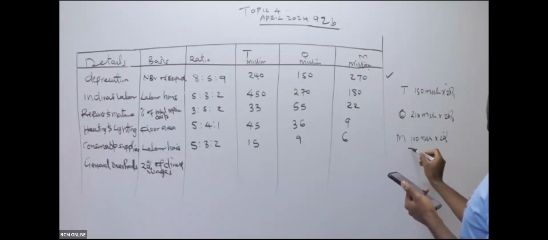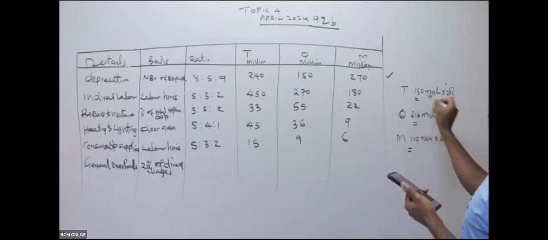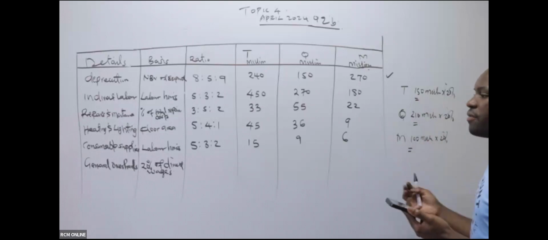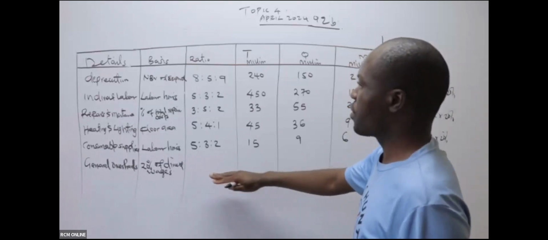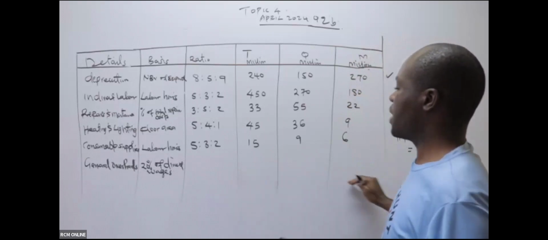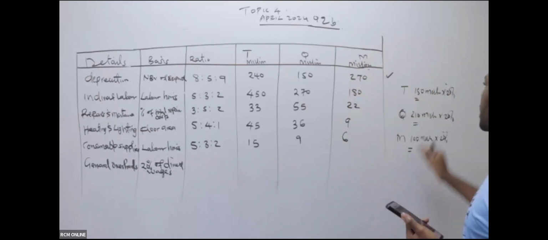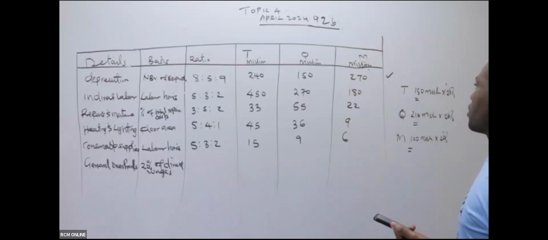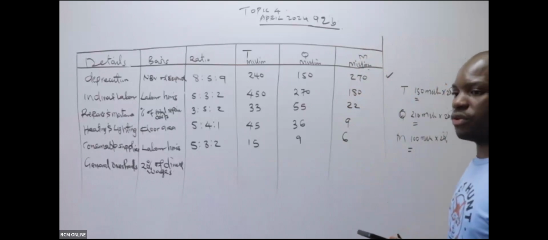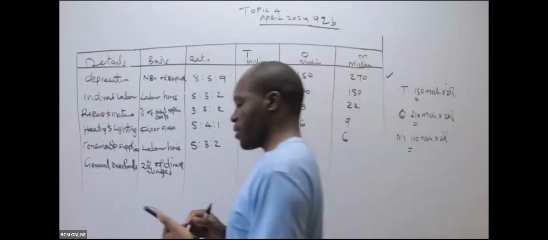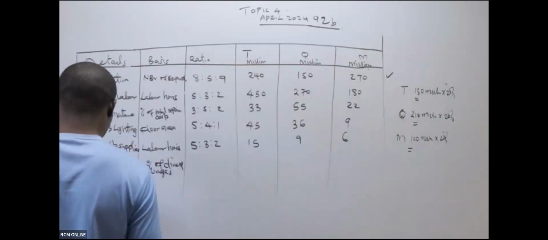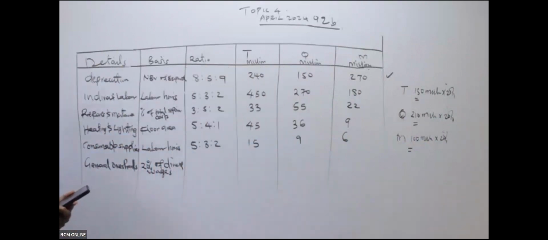So if that is taken, what will we have as the general expenses for each department here? So let's start with the T. 20% of 150. What will we have there?